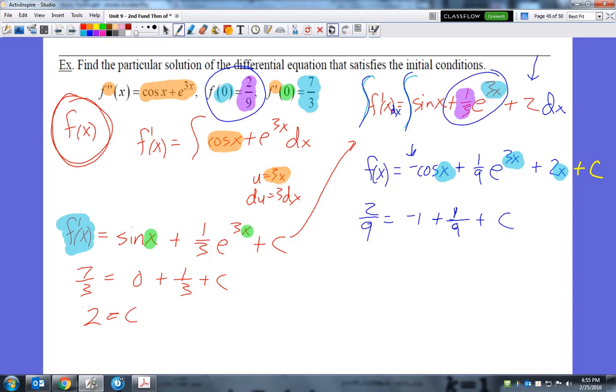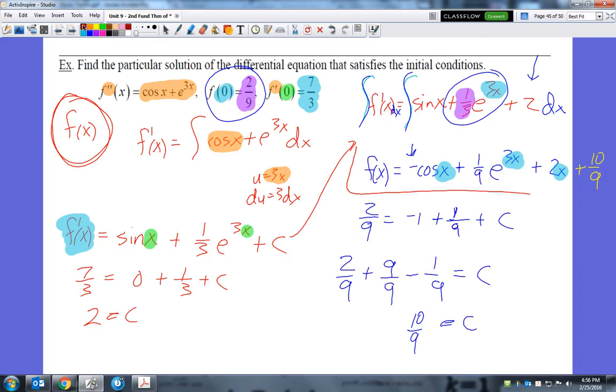Alright, so I'm going to add the 1 and subtract the 1/9. So 2 over 9 plus 1, so plus 9 over 9 minus 1/9. So it'll be 10/9. c is equal to 10/9. So I can write this as a very final answer, this plus c will become plus 10/9. And now this would become my particular solution because c is found.